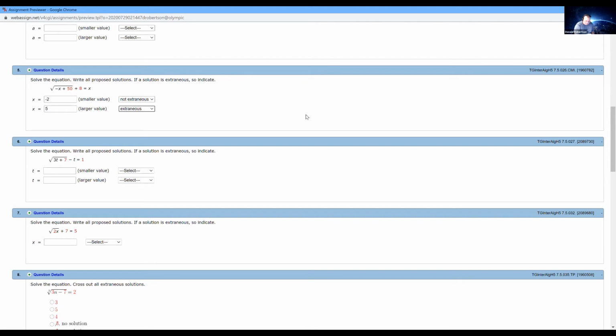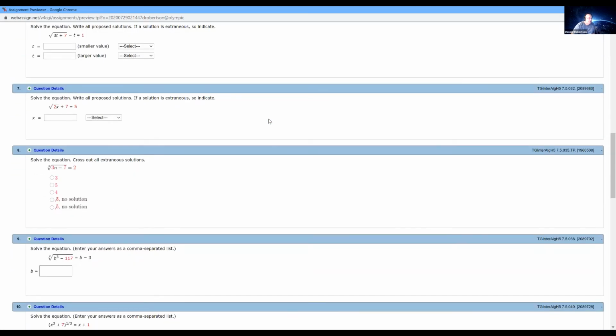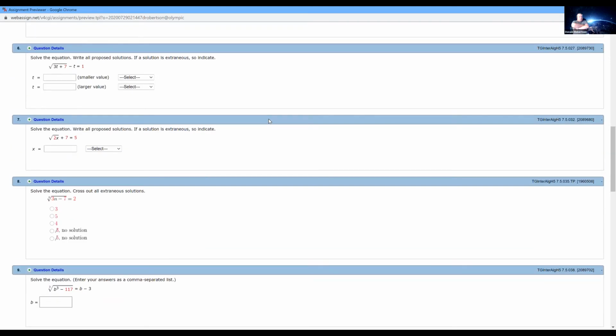So let's get clear in our brains. Not extraneous means it works. Extraneous means it doesn't work. Okay, looking at question 6 then. What should I do to both sides before I start squaring? What should I do to both sides in question 6 before I start squaring both sides?